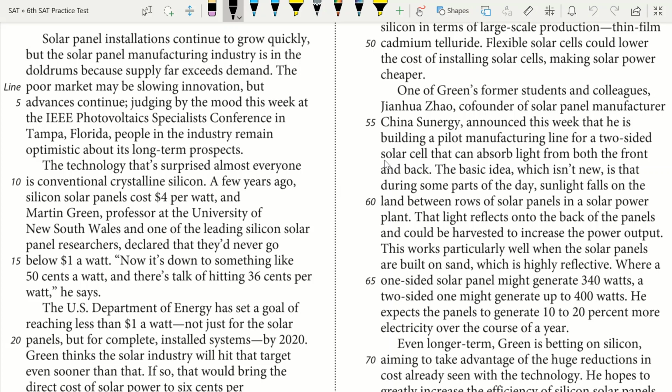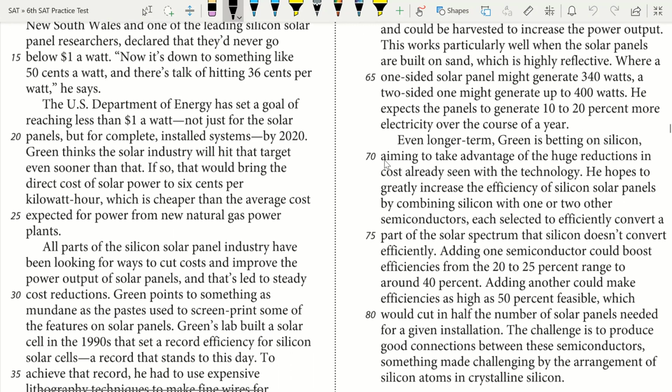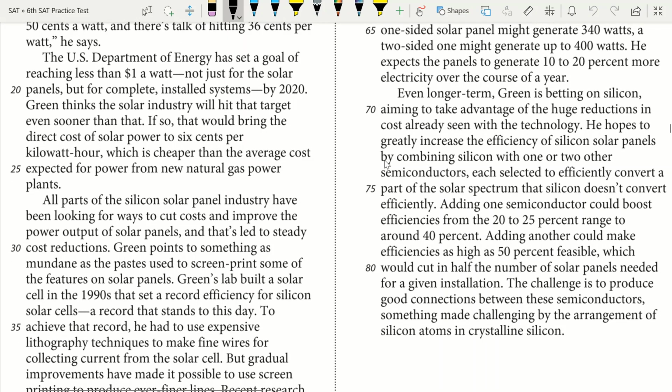This works particularly well when the solar panels are built on sand, which is highly reflective. Where a one-sided solar panel might generate 340 watts, a two-sided one might generate up to 400 watts. He expects the panels to generate 10 to 20% more electricity over the course of a year. Even longer term, Green is betting on silicon, aiming to take advantage of huge reductions in cost already seen with the technology.